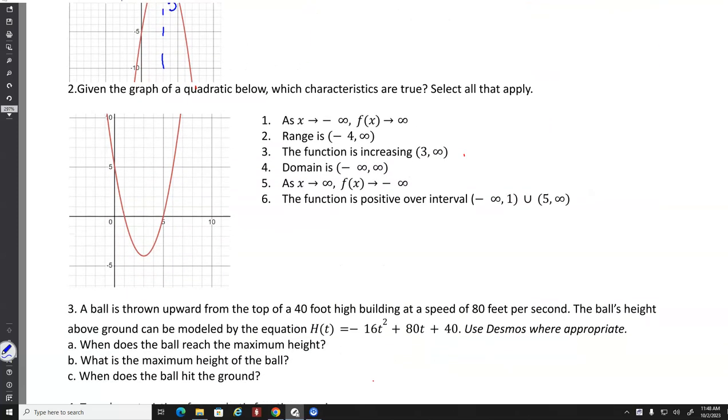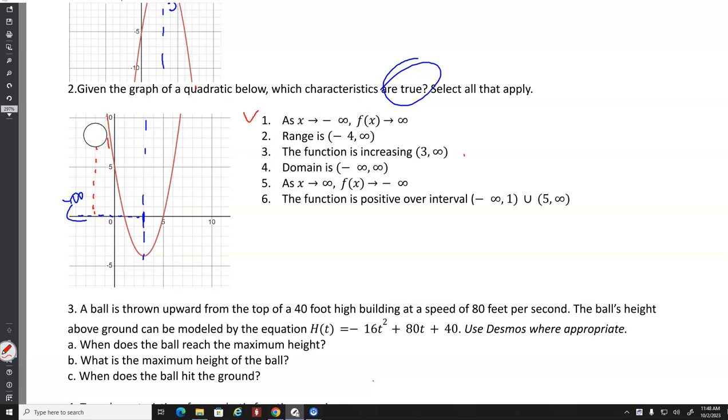All right, next question. Given the graph of the quadratic below, which characteristics are true? Select all that apply, so there is more than one answer. The first one: as x approaches negative infinity, from the middle of the graph, if we go to the left, toward negative numbers, where is my function traveling? Is it going up or down? It's going to go up. So this is a correct statement.